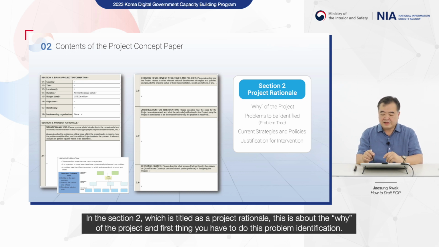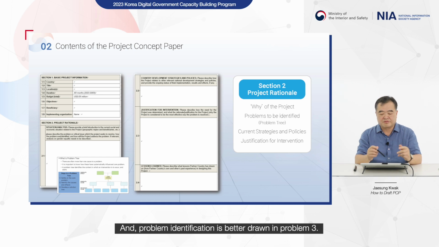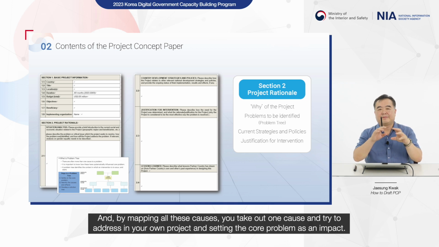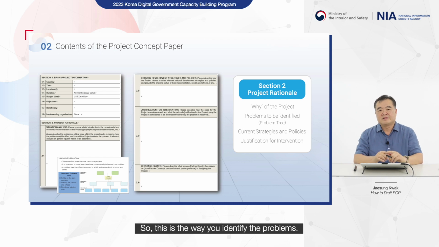Section 2, which is titled Project Rationale, is about the why of the project. The first thing you have to do is problem identification, and problem identification is better drawn in a problem tree. I'm sure many of you have experience drawing a problem tree. You identify the core problem and you identify the primary cause and the secondary cause. By mapping all these causes, you take one cause and try to address it in your own project, setting the core problem as the impact. So this is the way you identify the problems.